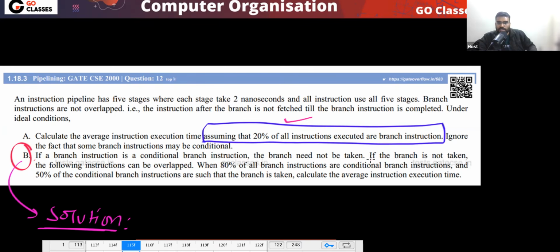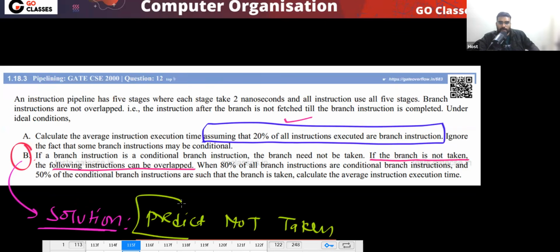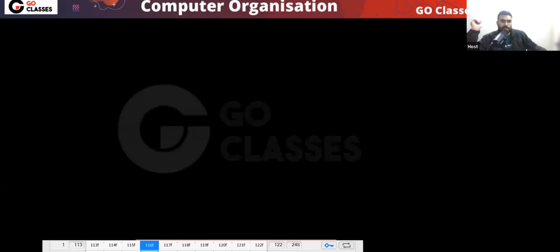See, the solution we are using is that if the branch is not taken, then the following instruction can be overlapped. This is your branch predict not taken. Yes or no? Your solution is predict not taken, because in this solution you keep fetching the instructions, and if there is any problem, you flush them. What is the question saying? The question is saying that there are 20% branch instructions.